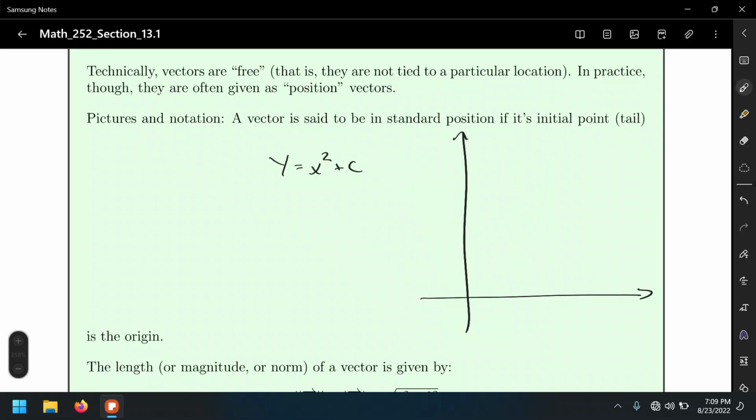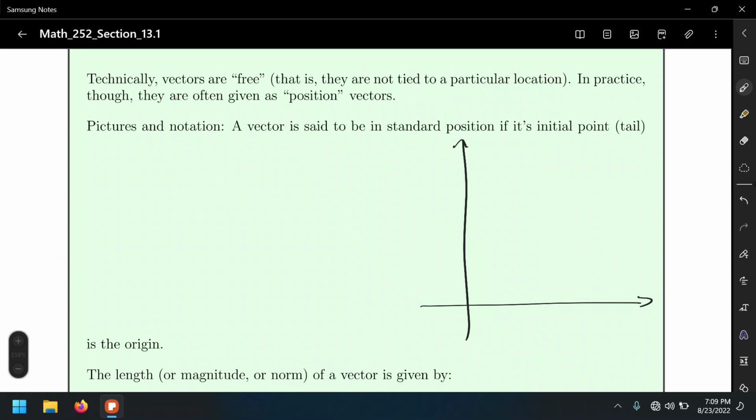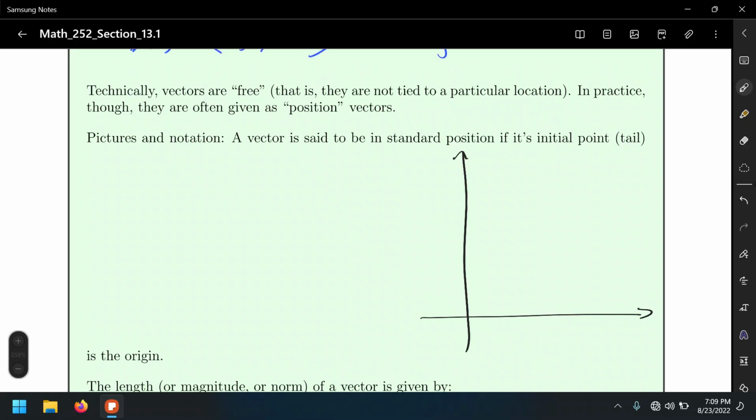So this is what we did with functions. With vectors, however, vectors are free. The same numerical components, regardless of what you have, you can place them anywhere. So that's what the freedom really means. But of course, we use a standard way to represent vectors, and in this case we call them position vectors, and we tie them to a particular location, and that location is the origin.